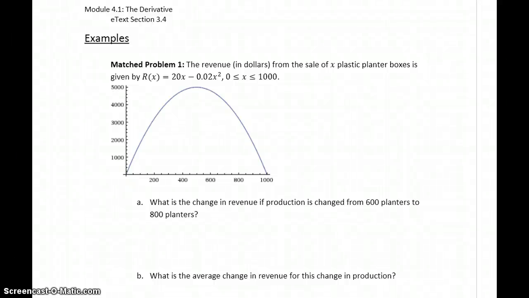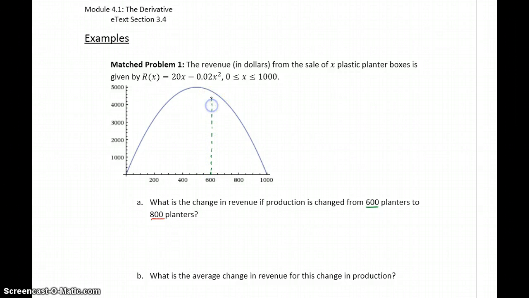In matched problem 1, we're given a revenue function and asked to find what's the change in revenue if production is changed from 600 planters to 800 planters. So we'll start with finding our function value when x equals 16.